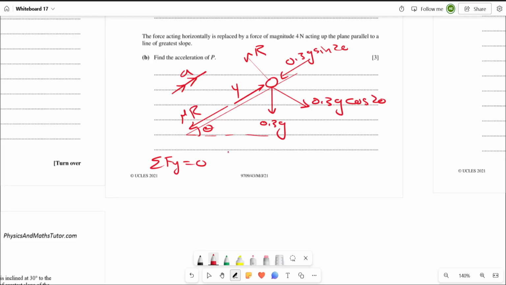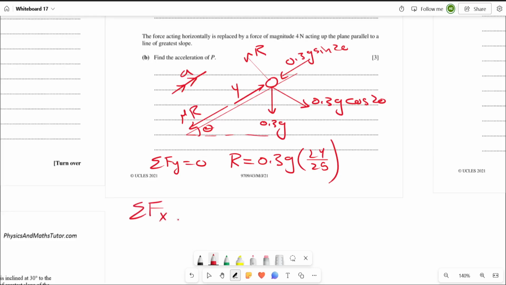So sigma Fy equals 0. Yes, it is equal to 0. But how? There is acceleration. Yes, because this acceleration is fully in the x-axis. There is no acceleration in the y-axis. So the forces on the y-axis are balanced. So R, the upward force, is going to equal the downward force, which is 0.3 g cosine, basically 24 over 25. This is R. Now let's do sigma Fx. What's sigma Fx?